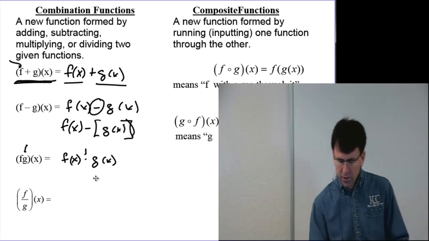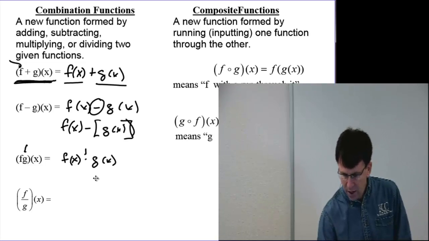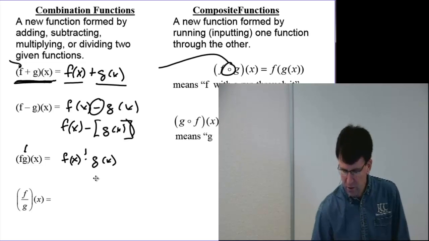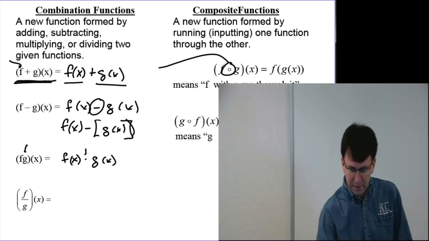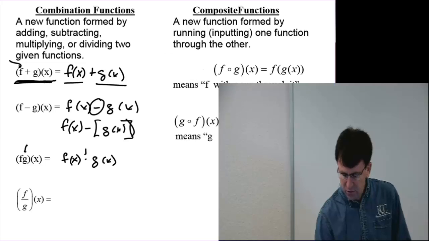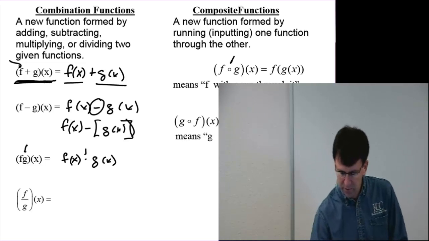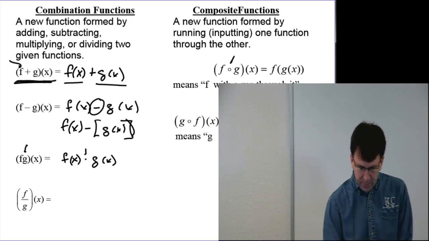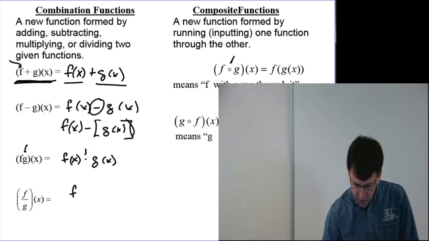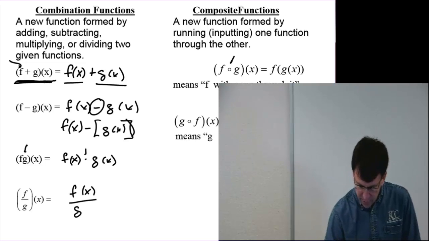Note that these two things are run together, and I'm using a closed circle. When we get to composite functions, you're going to notice a little zero there, and that is the notation telling us we're working with composite functions, the composed-with notation. Then our division is going to be f of x divided by g of x.